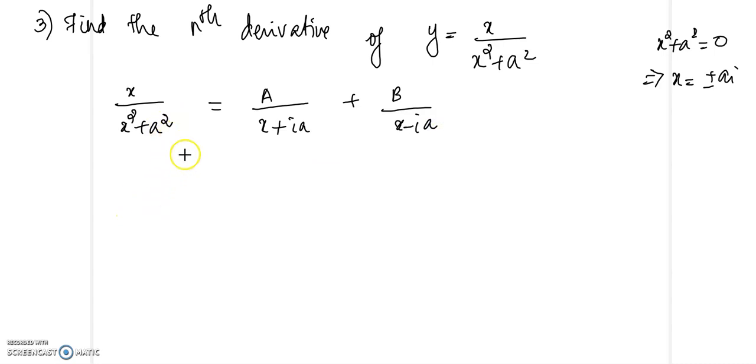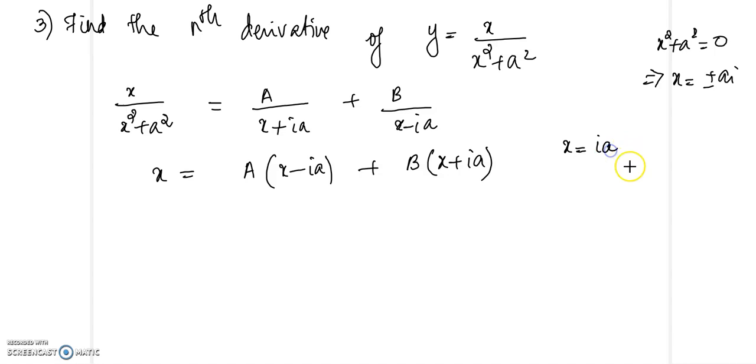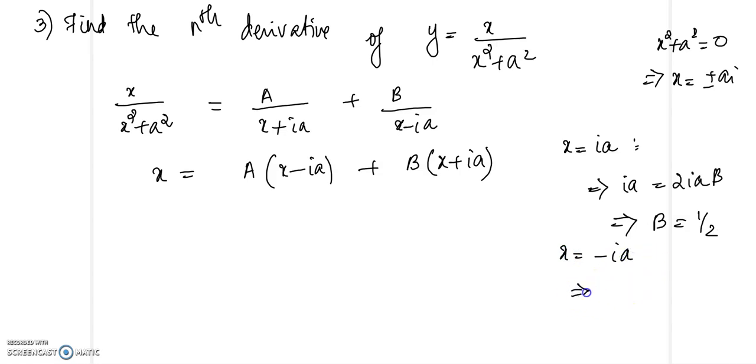So when you reduce to partial fractions, for equating the numerator you will get a into x minus ia plus b into x plus ia. Let me put x equal to ia. So when x is equal to ia, you have ia equal to 2ia b. So b is 1 by 2. Now when x is equal to minus ia, that will give minus ia equal to minus 2ia into capital A. So again capital A will be equal to 1 by 2.